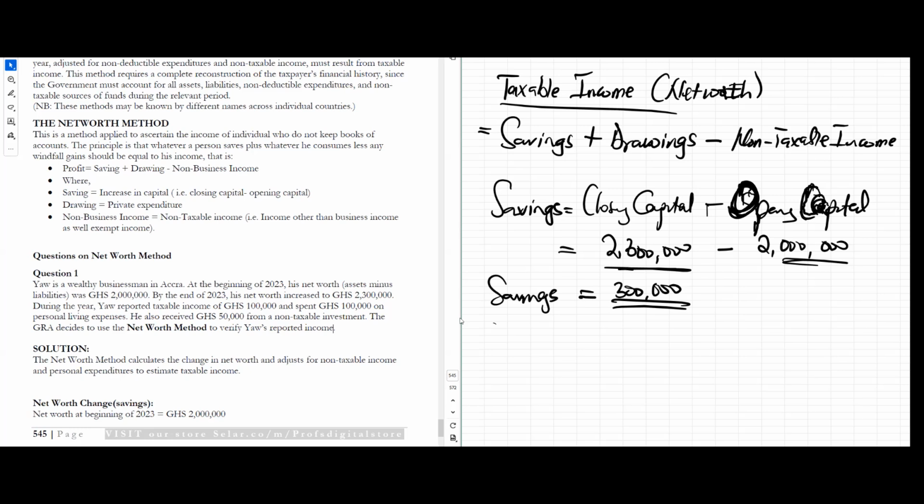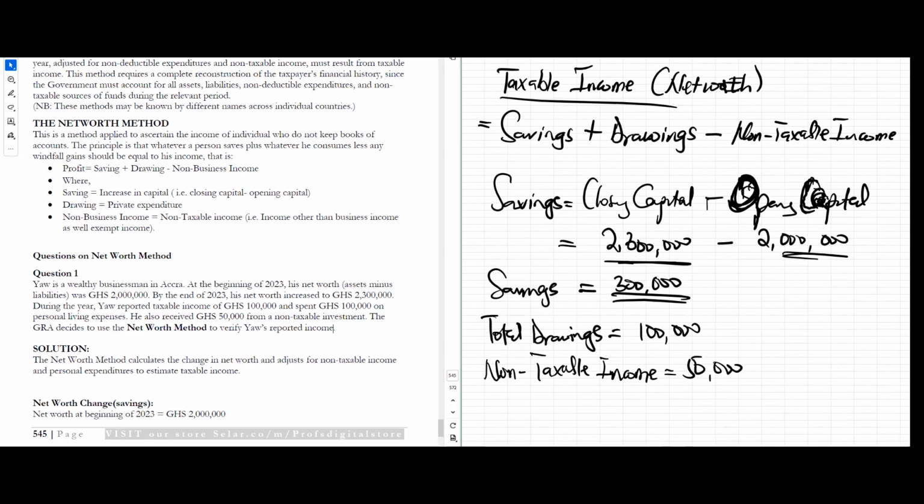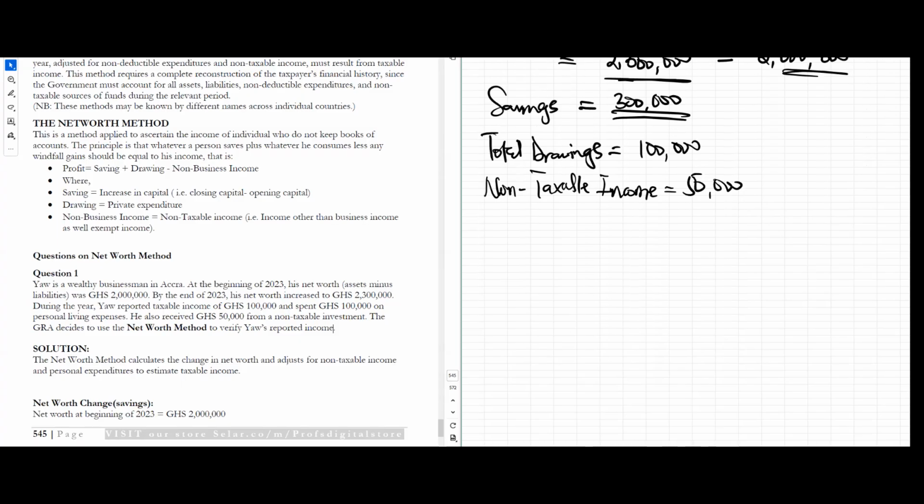All right. So we are saying that this is his savings, but was there any drawings during the year? Living expenses? Yes. So what's his total living expenses? They said it's 100,000. Is there any non-taxable income? 50,000. Okay. So now we have all the data we need, right? Can we establish his net worth or his taxable income? Yes, we can.